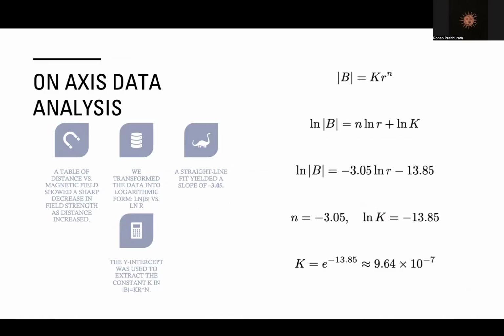Looking at the on-axis data analysis, the magnetic field strength dropped rapidly with distance. By transforming the data into a logarithmic form and plotting ln B versus ln r, we found a slope of negative 3.05. The y-intercept gave us the constant needed for calculating the magnetic dipole moment.